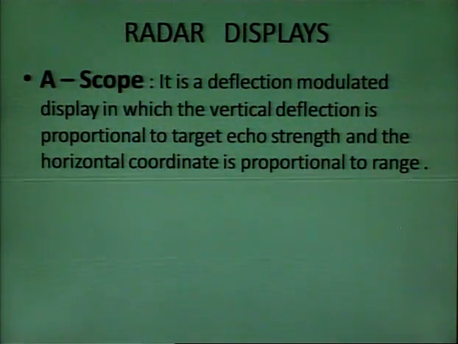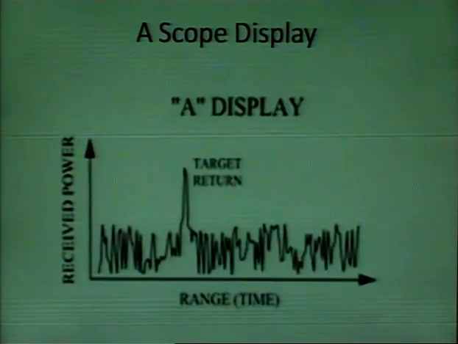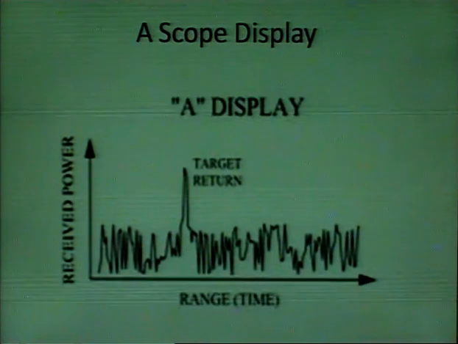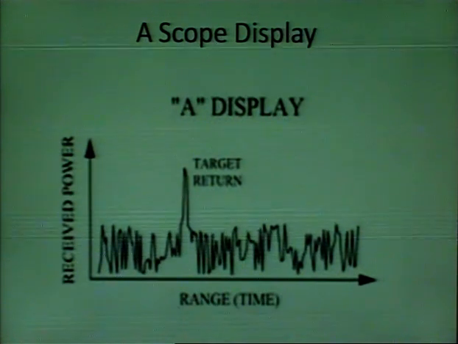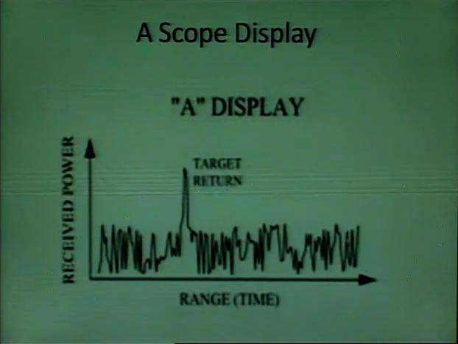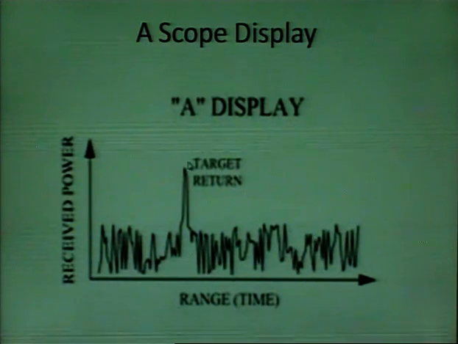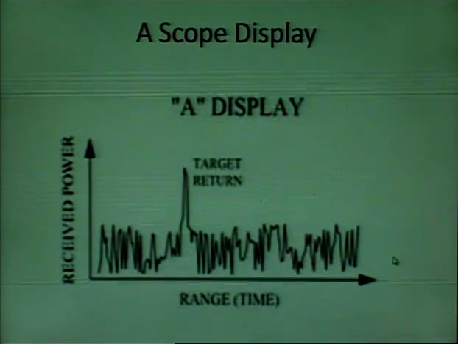Displays: there are two types of displays. One is the A scope. The A scope is like this. It shows the range in a plane, meaning it has two components, horizontal and vertical, and this is the target location. All this is clutter or noise. So, this is the target. The A scope is one type of display.